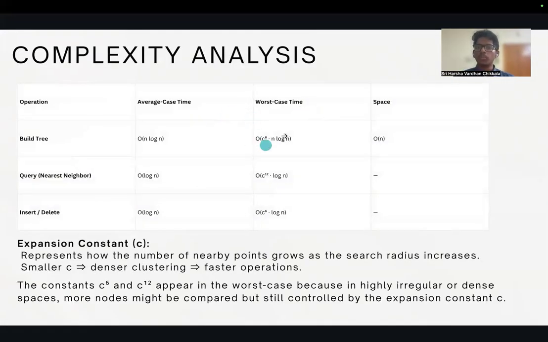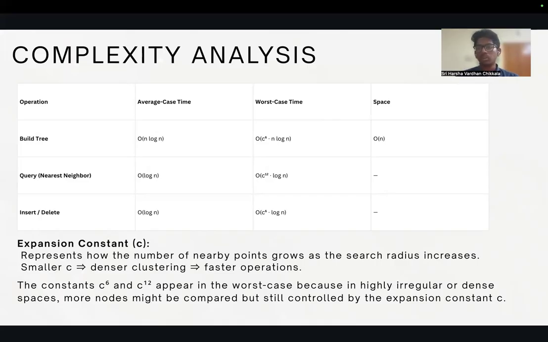So here comes the time complexity analysis of the cover tree. Before directly diving into the time complexity analysis, let's try to understand what C is here. As you can see, in the worst case time complexities, we got a term called C. In this case, we call C an expansion constant. It represents how the number of nearby points grows as the radius increases.